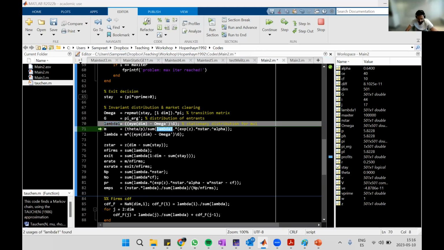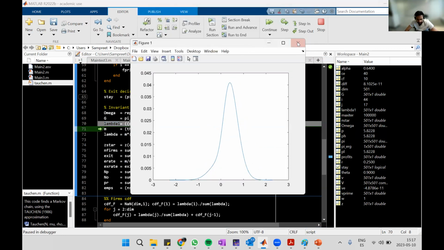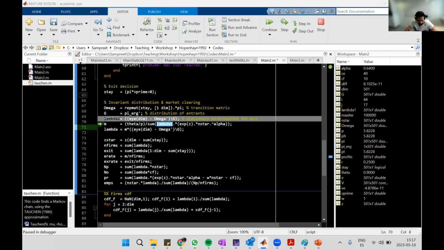Let me plot it. This is the stationary distribution of firms. This is how it looks. Okay, it looks kind of normal, but there is a bit of selection at the left tail.